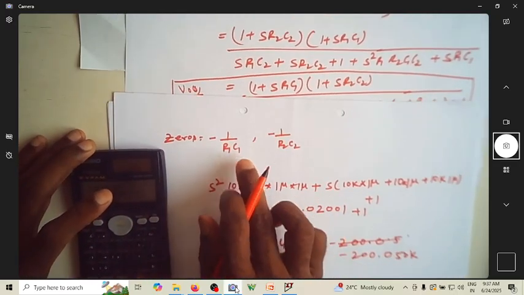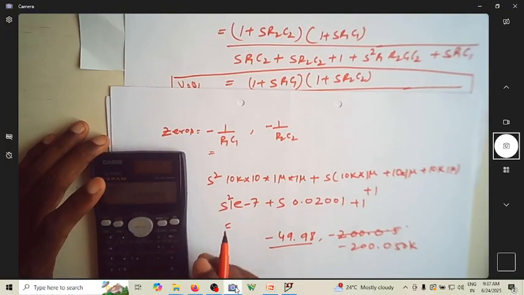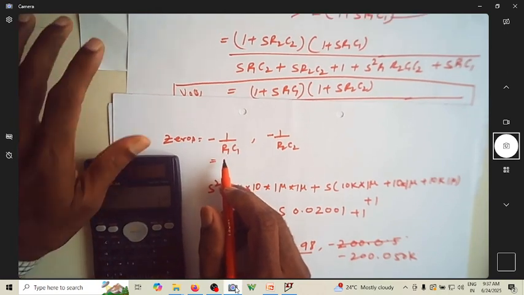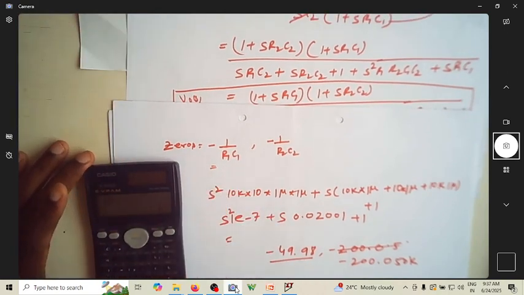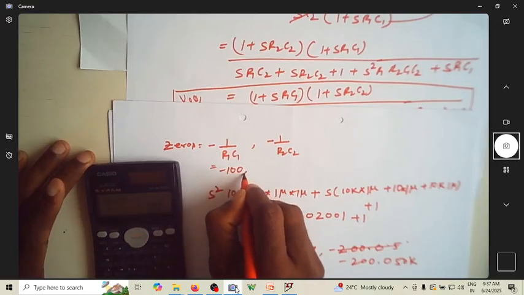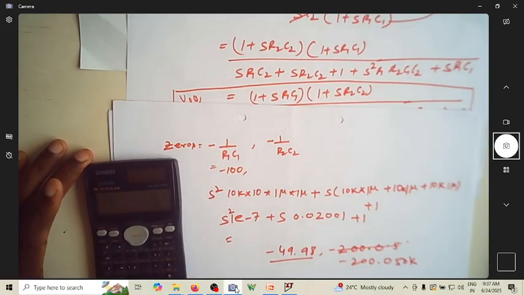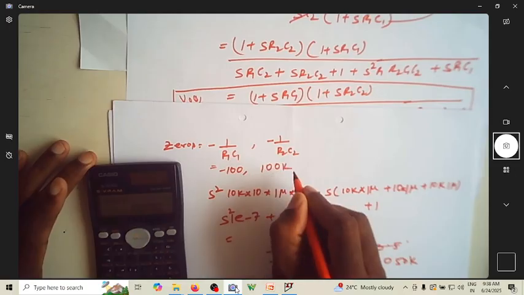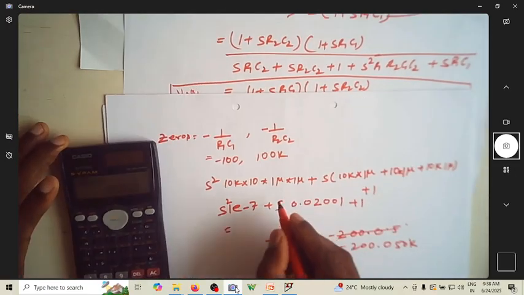And if you come to the zeros, so the zeros are at, so what is R1? R1 is 10k. It is 10 exponential of 3 into 1 exponential minus 6. 1 over that is 100. So it's like minus 100, and it is 10 into 1 exponential minus 6 equals 1 over that is 100k. This is minus 100k.